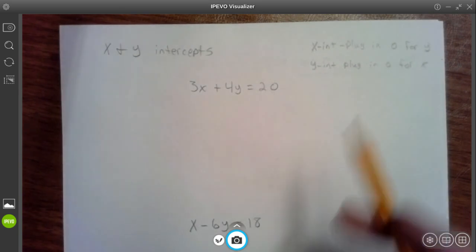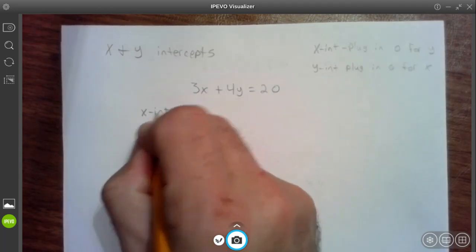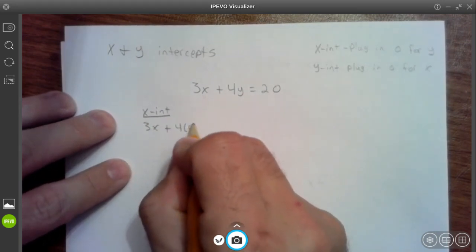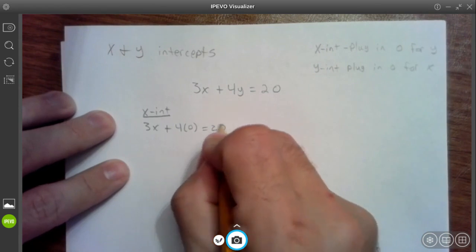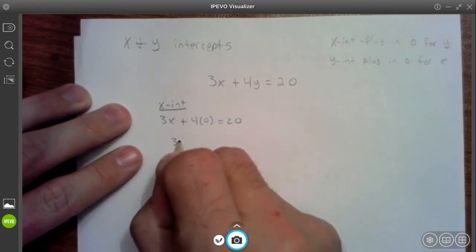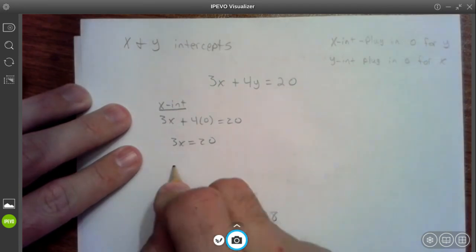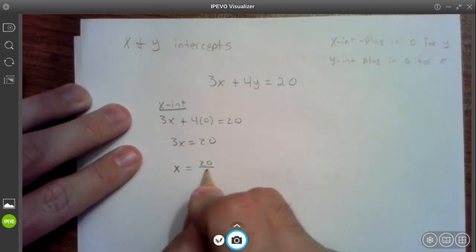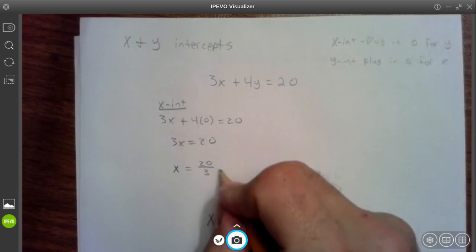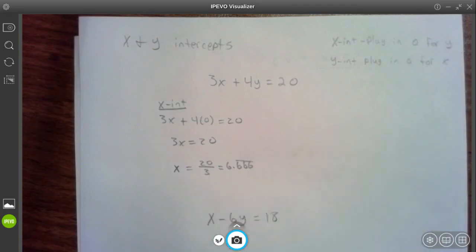So to find the x-intercept, I'm going to plug in 0 for the y here. I'll have 3x plus 4 times 0 equals 20, and then I'm going to solve this equation. Well, 4 times 0 just cancels out, so I've got 3x is equal to 20. Then I divide by 3 to solve it, so x is equal to 20 divided by 3. If you want to make that a decimal, go right ahead: 6.66 repeating.